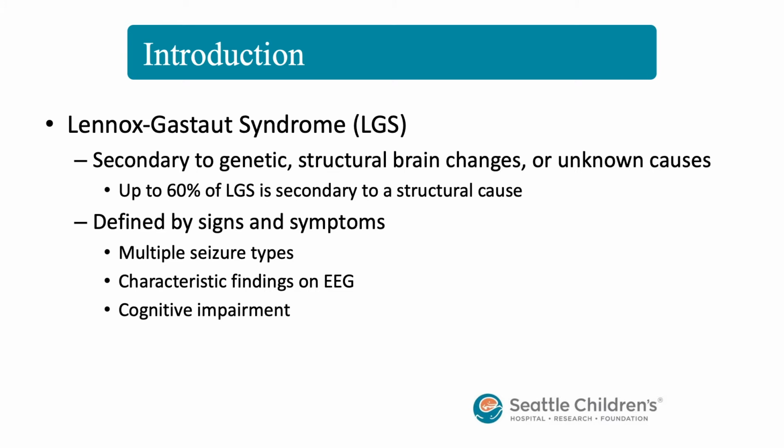And we think that up to 75% of people will have either a genetic or structural cause, and of that, about 60% of people have a structural cause. So it makes up a really large portion of kids with LGS. And then unfortunately, the unknown or idiopathic causes can be very frustrating and are often thought to be secondary to a genetic cause. We just don't have that gene right now that we know of.